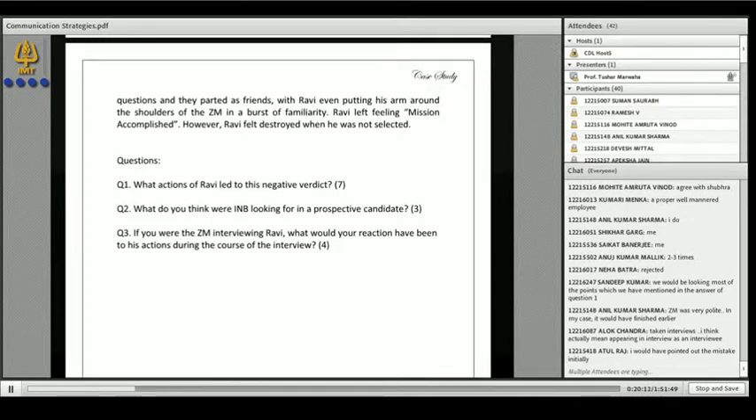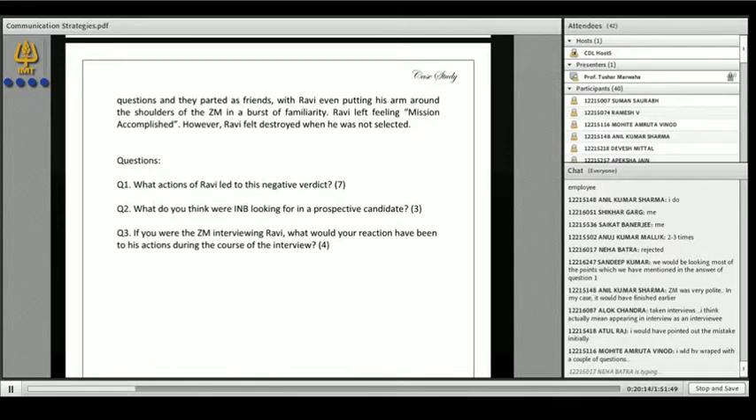So tell me, what are your reactions? Some one person says that the ZM is very polite. You would have finished the interview faster. You'd have wrapped up with a couple of questions. You would have tried to point out the mistakes initially, before you realize how big a problem this candidate is going to be.